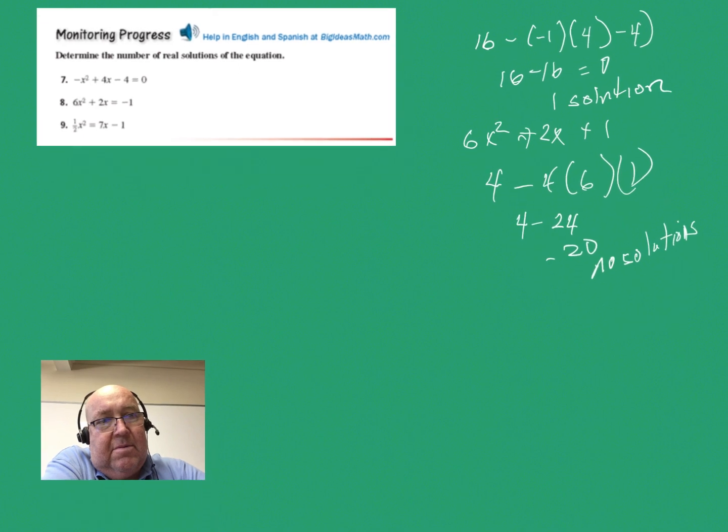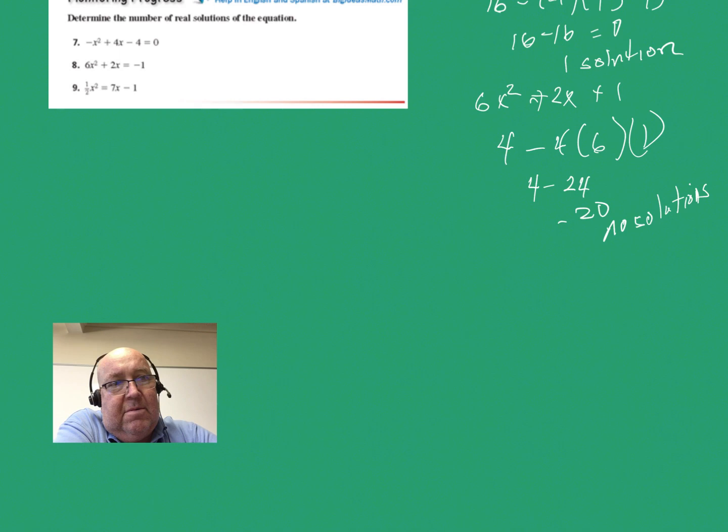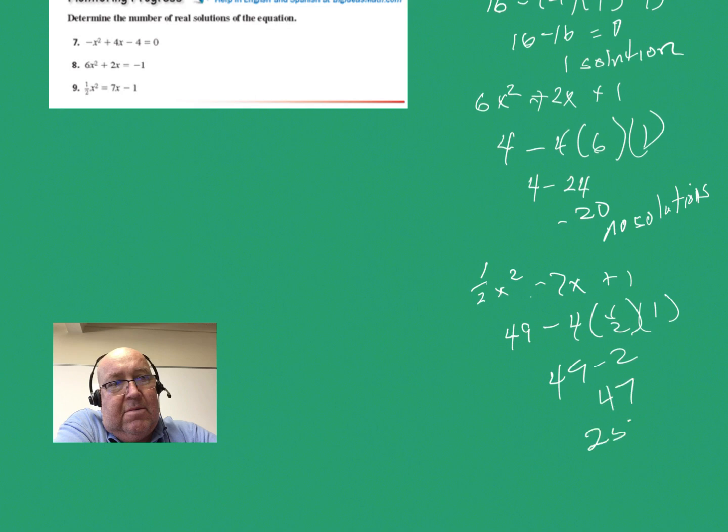And finally, we have 1/2 x squared minus 7x plus 1. We're going to get 49 when we square the negative 7. And we're going to be minus 4 times 1/2 times 1. 4 times 1/2 is 2, so it'll be 49 minus 2, 47. There'll be two solutions.